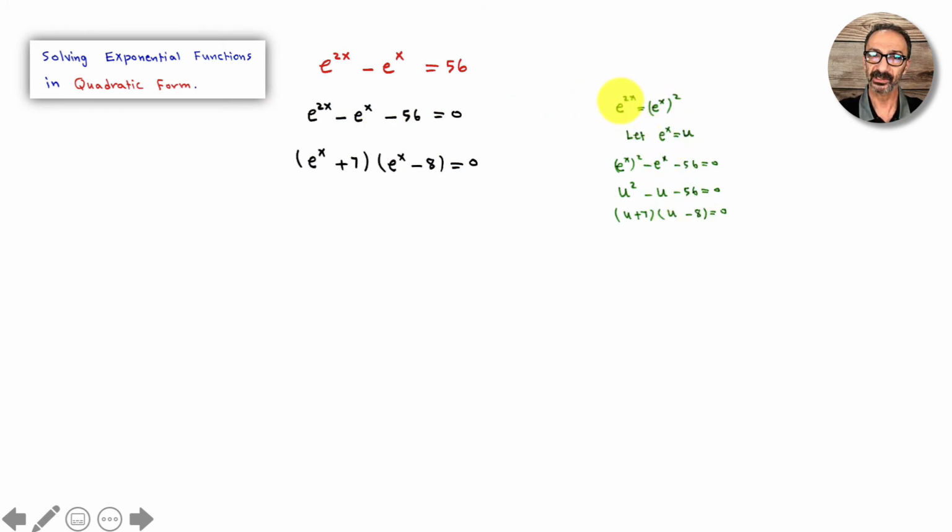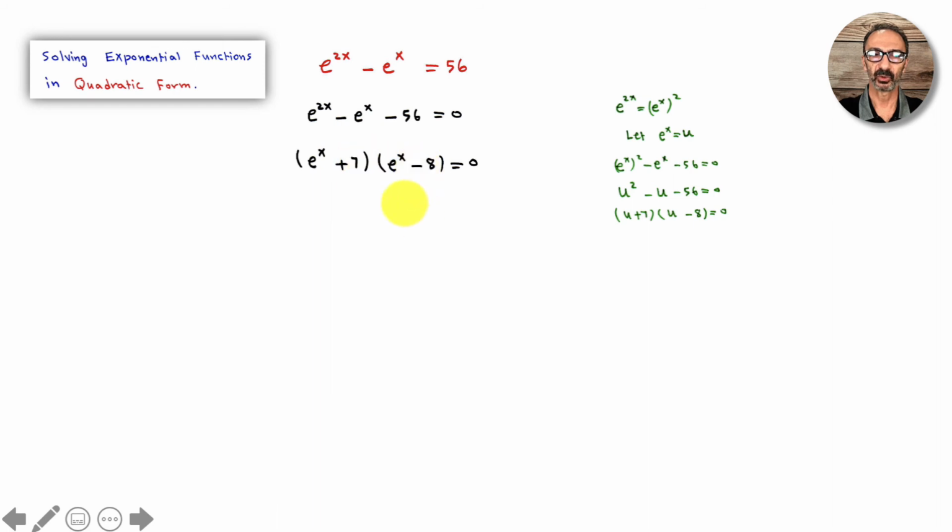e to the 2x is e to the x to the second. So if you call e to the x u, that's called u substitution. e to the x to the second minus e to the x minus 56 will look to me as u to the second minus u minus 56. And if you're going to factor it, it's like u plus 7 times u minus 8.